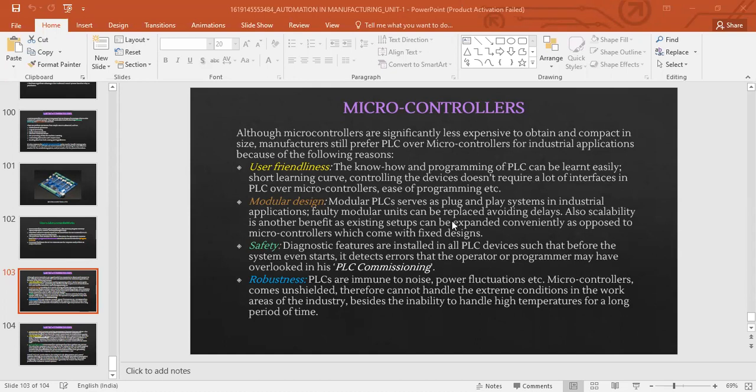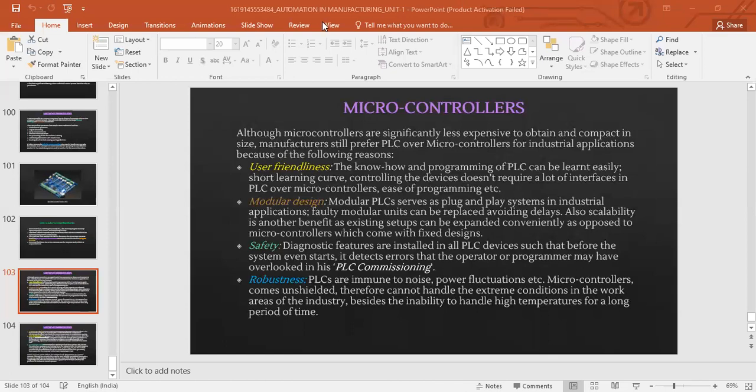So PLC is a modular unit, right? So it serves as a plug and play system. So you just install it there, attach the wiring. If at all a program is needed, you install it, either download it or you directly connect it to a programming device and program it. So faulty modular units can be replaced, avoiding delays.